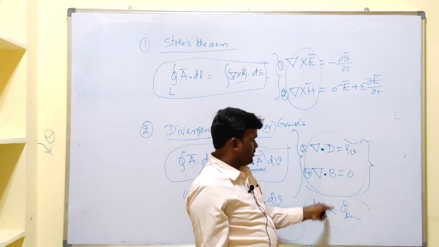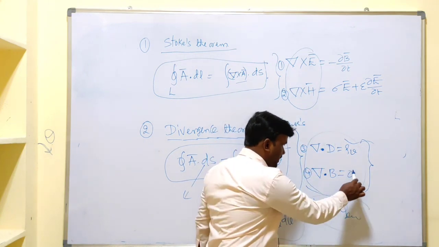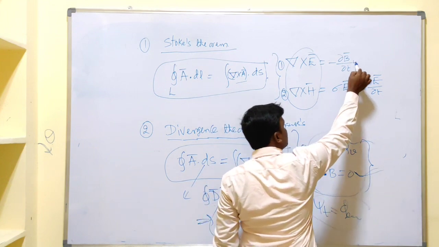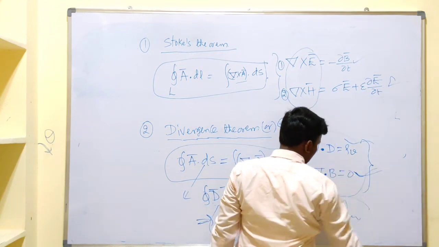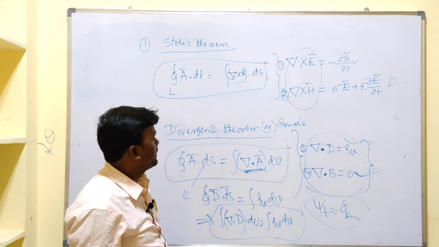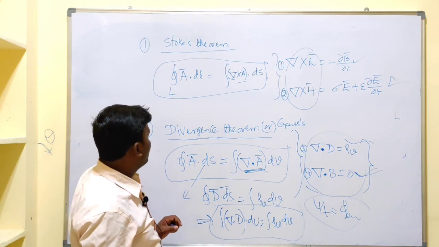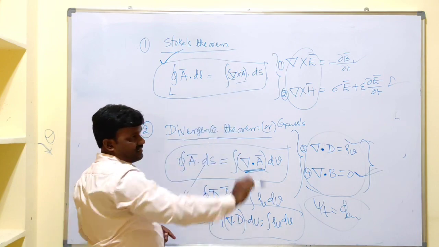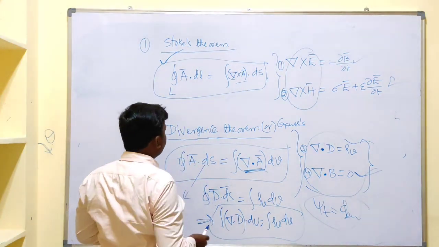These three equations are derived from Gauss's law for magnetism, from Faraday's law, and from Ampere's circuital law. Now we will verify whether this theorem is correct or not. Let us consider one problem.